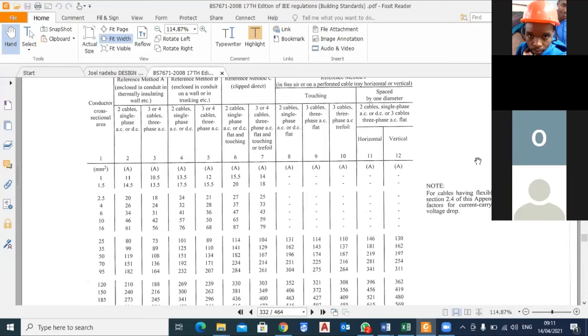Power is equal to VI cos theta. V is 240, I is 20. Yenye tumeona hapa, cos theta is 0.8. Mtu amepata ngapi? 3840. Yeah. Now let's go back to our load schedule.